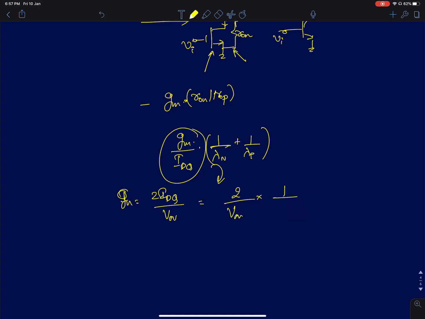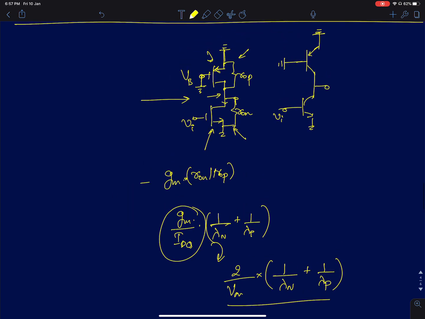You'll actually have a harmonic mean. So 1 by lambda n plus 1 by lambda p. This is the expression for gain when you are loaded by a PMOS load. Okay. So in a similar manner, you can also find the gain for a common emitter configuration.